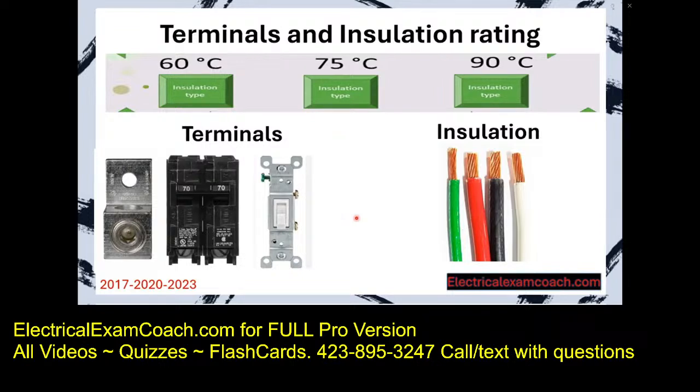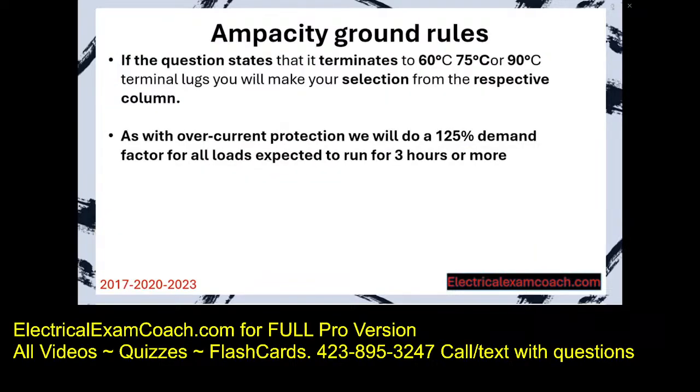Unless modified by a specific piece of equipment or another code, these rules will apply generally. If the question states that it terminates to 60, 75, or 90 degree C terminal lugs, you're going to make your selection from that respective column. And as with overcurrent protection, we're going to do a 125% demand factor for all loads that are expected to run for 3 or more hours. Remember our continuous load rule? That carries over into wire sizing as well.